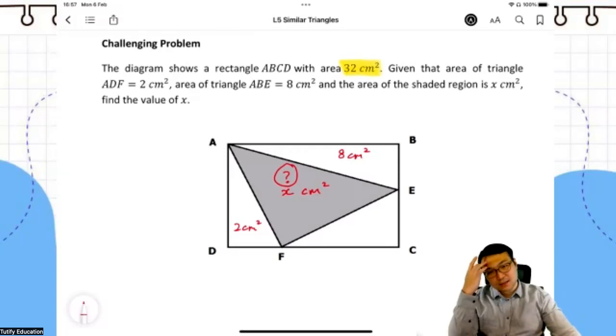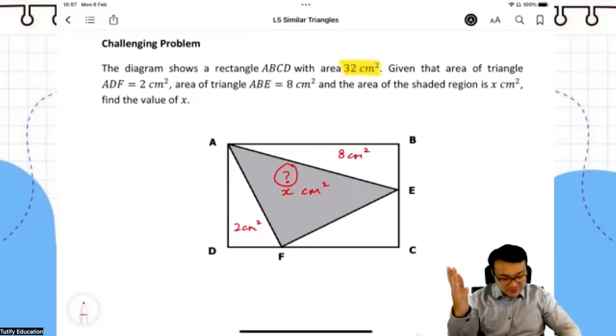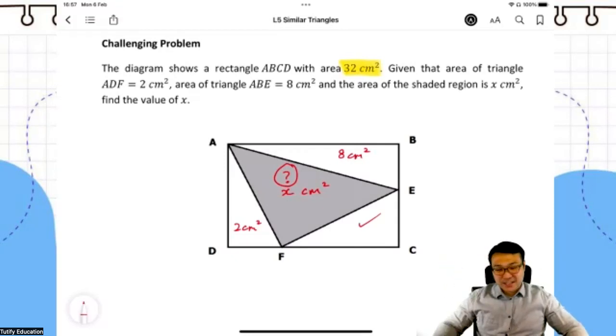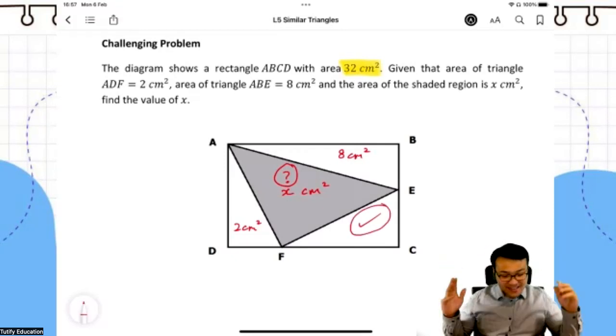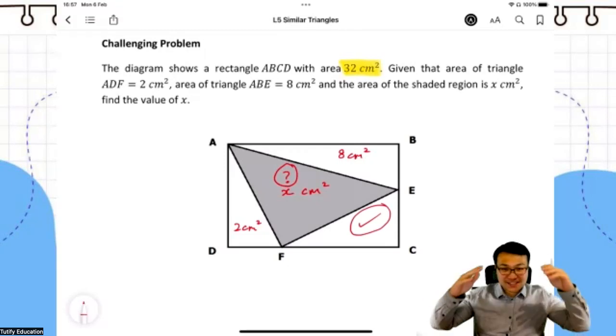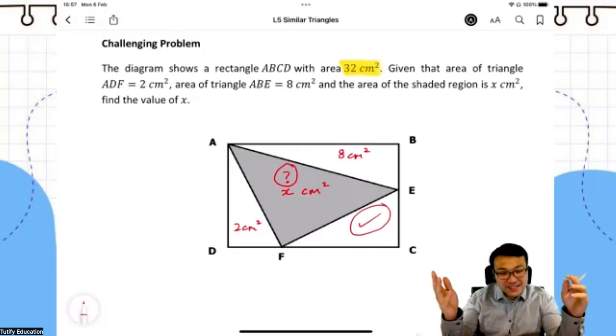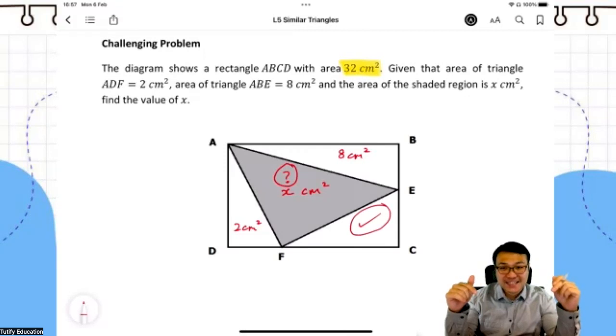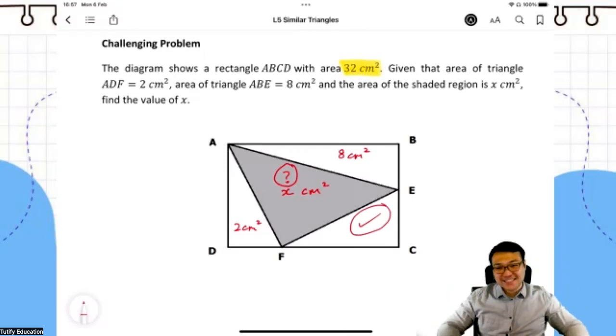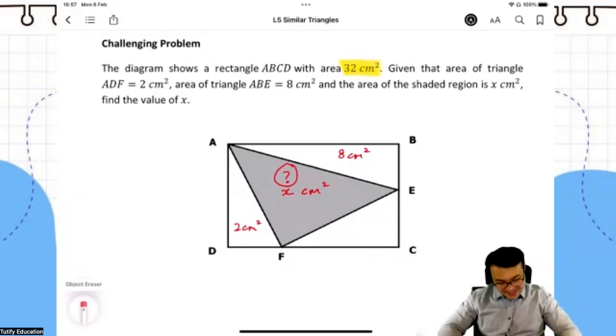Now, students, if we can find this, then it's very easy, right? If only I can find this, then I'll just take 32 minus the white color parts. Then we know the answer. So now the question is, how do I find the triangle CEF? If you can find that, you will solve the question. Okay, so let's take a look.